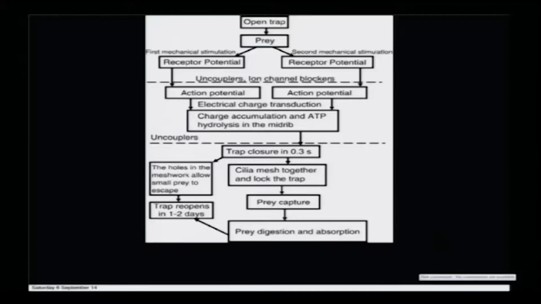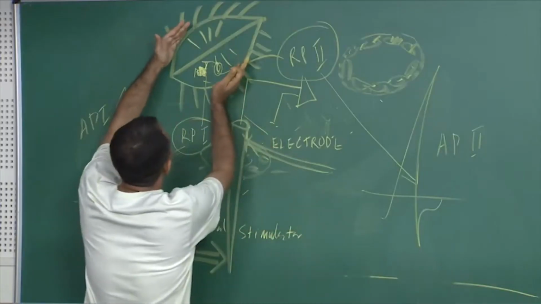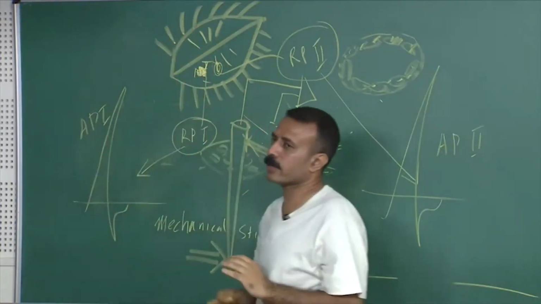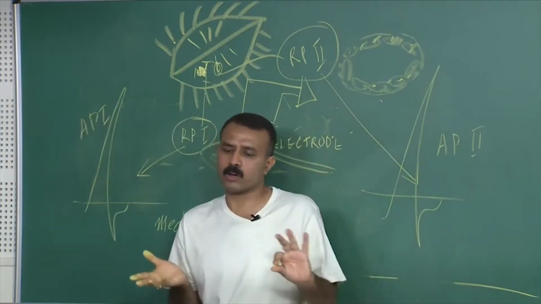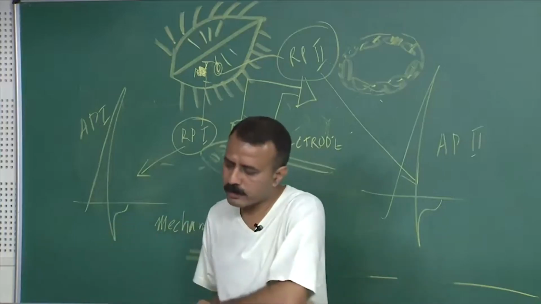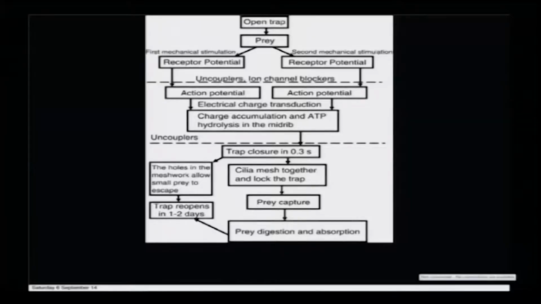So, look, the trap closure takes 0.3 seconds. Okay. Two holes in the meshwork allow the small prey to escape. So, there are situations when, say for example, these two are folding and the insect is really agile and leaves. What will happen? How will this algorithm work? Coming back to the slide, if you follow the left hand, the holes in the meshwork allow the small prey to escape. If that happens, this system senses it, and within 1 or 2 days it will open.